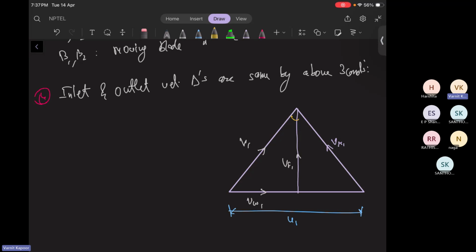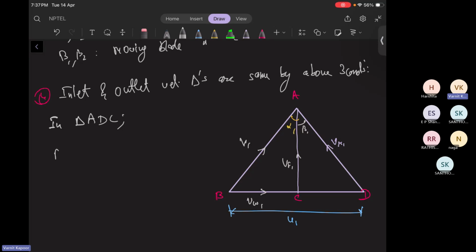This is alpha1. This is beta1. Okay, alpha1, beta1. Let me name the triangle as A, B, C, and D. I'm talking about the triangle ADC, this triangle. Okay.